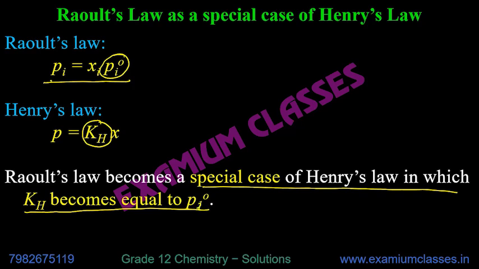So, for any component, if its Pi naught is equal to KH, then the partial vapor pressure will be the same in both cases.